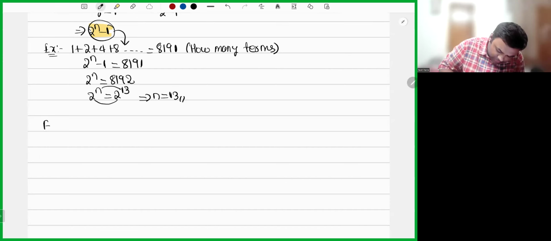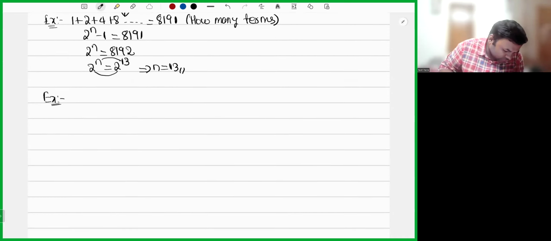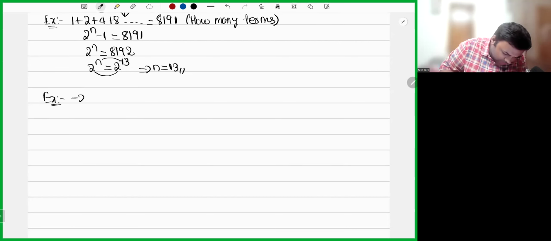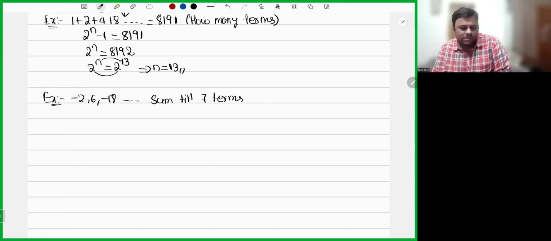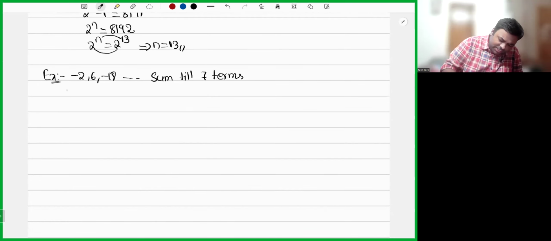Now, next example. The series is minus 2, 6, minus 18, so on. Find the sum till 7 terms. This is the given question. Again, same formula. What is the first term? A will be equal to minus 2. What is the common ratio? T2 by T1, 6 by minus 2, which is minus 3.